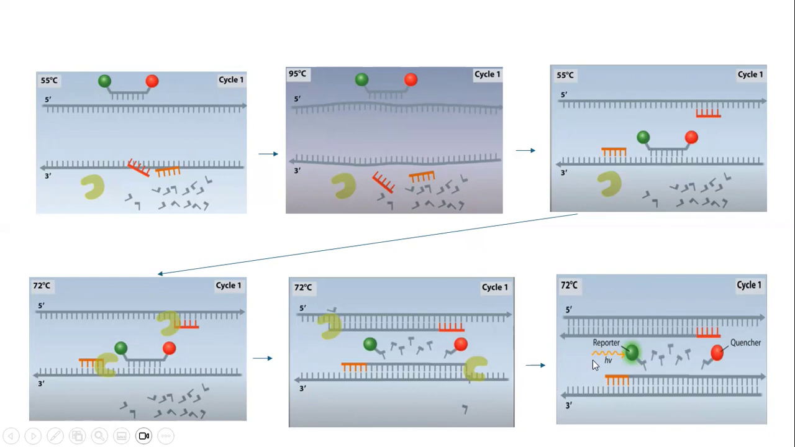So at the end of the process, when we have light radiations incident on the reaction, the reporter will emit fluorescent light, which is detected by the machine as the quencher molecule is not able to absorb the emitted fluorescent light. Now here you can see if we have one DNA molecule as the starting material, then at the end of the process, you're going to have 2 DNA molecules.